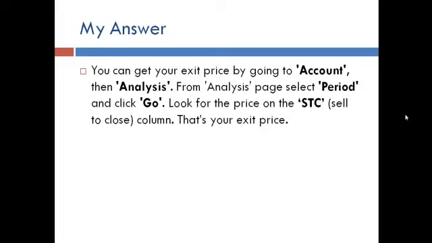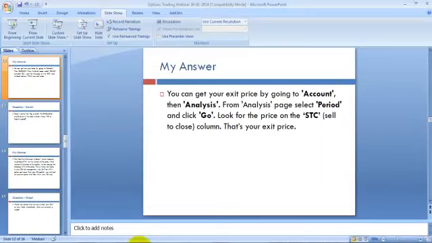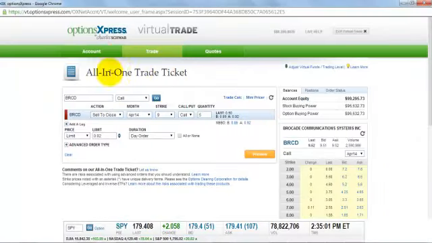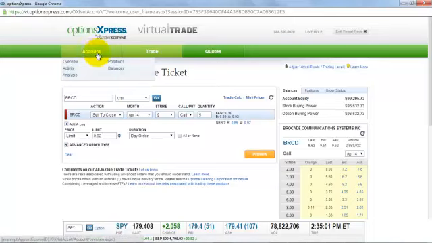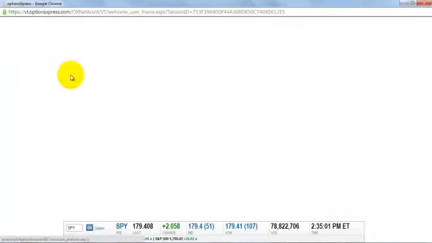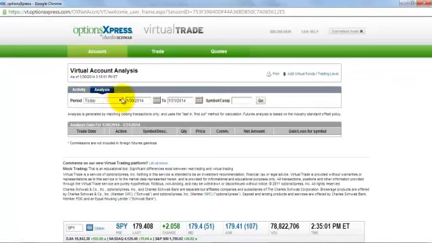So let me quickly take you through the platform to locate your exit price. From my virtual account, I'll go to account and then to analysis, and from analysis I have this period. The first one says today. I can change it to yesterday, last 7 days, current month, previous 6 months, year to date, last year, or date range. Let me use last 7 days, and then I'll just click go.